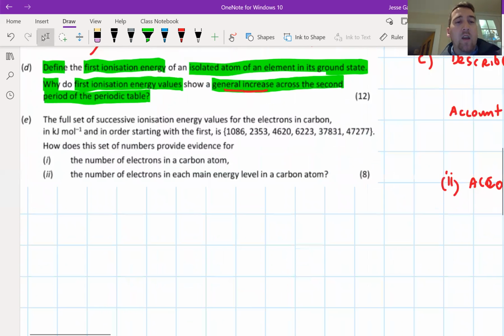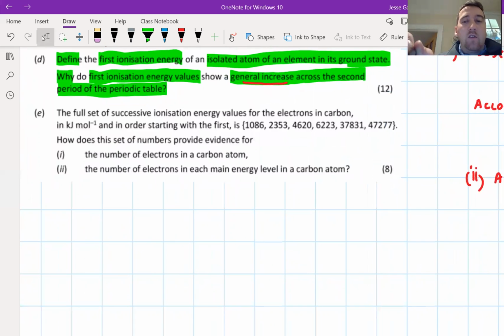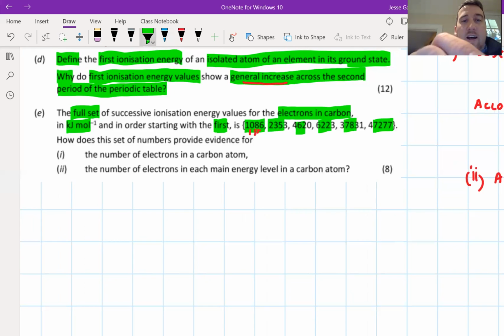Okay, so it says here, the full set of ionization energy values for the electrons in carbon. So we're talking about the electrons in carbon, and it's the full set, which means we're removing all of them one after another in kilojoules per mole, and in order, starting with the first. So this is the first electron, the first ionization energy, and then it works its way up all the way to the sixth and last electron. All right, so look at the difference between the first and the last one. Before I even look at any questions, I'm looking for a pattern. I'm seeing 1086, 23534. Okay, what I'm seeing is a definite increase.